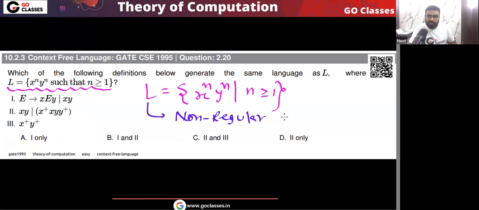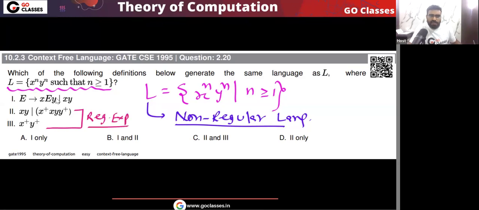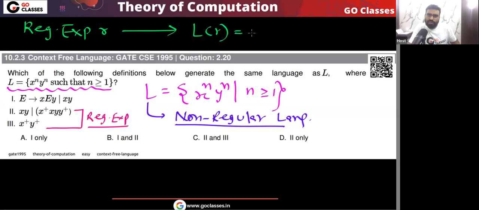Because this is a non-regular language, can a regular expression generate a non-regular language? Notice here options 2 and 3 are regular expressions. Can they generate a non-regular language? The answer is no. If you have a regular expression R, then remember the language will always be regular. So very easily I can say that this language L is non-regular, and options 2 and 3 can never generate a non-regular language. So definitely 2 and 3 are not the answer.